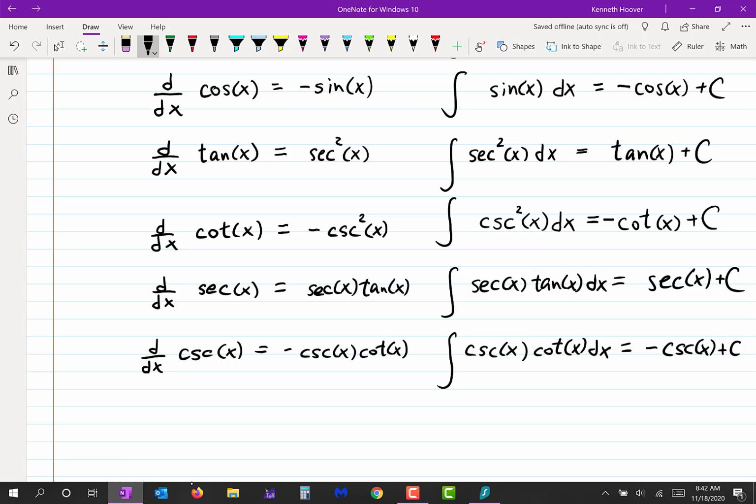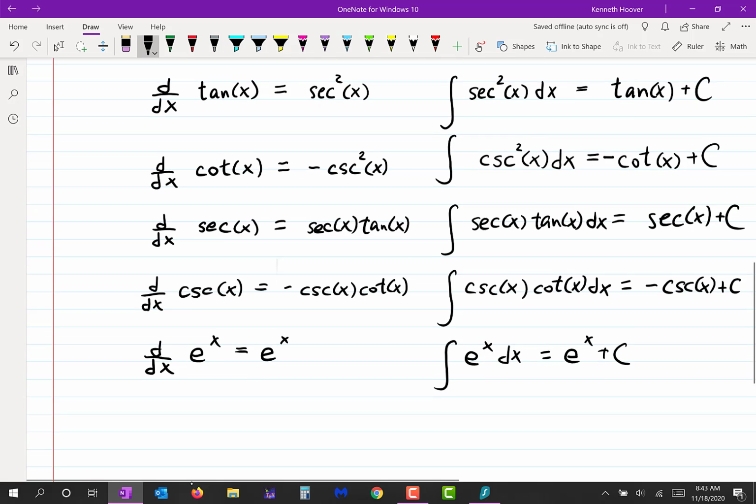Okay, let's do two more. We already know the derivative of e to the x is itself. That means the integral of e to the x is itself. And one more.